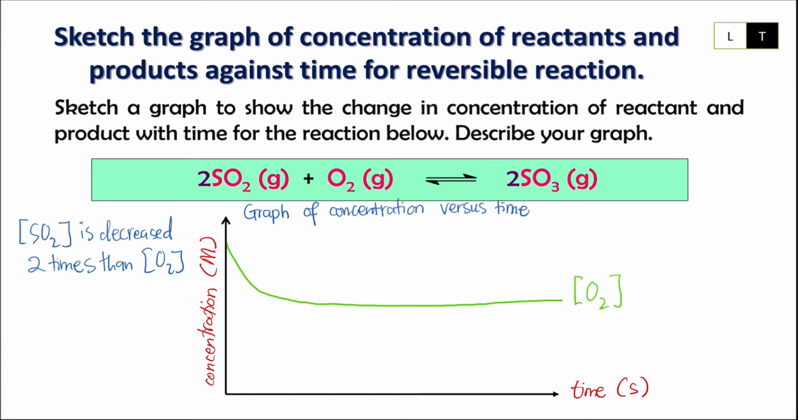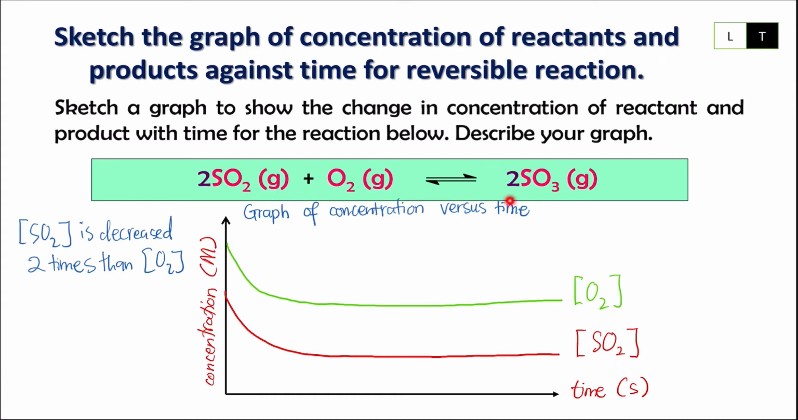Next one, I pick the red color to illustrate the line for concentration SO2. SO2 is decreased 2 times. Maknanya dia berkurang 2 kali ganda. So, pick any point below green line. Saya akan go from here to here. So, this is for the concentration SO2. And then, settle untuk bahagian reactant.